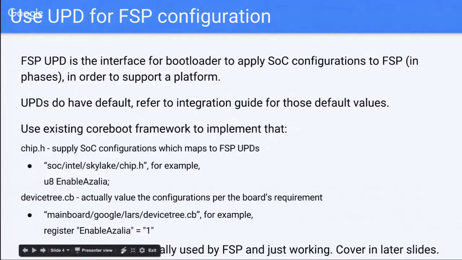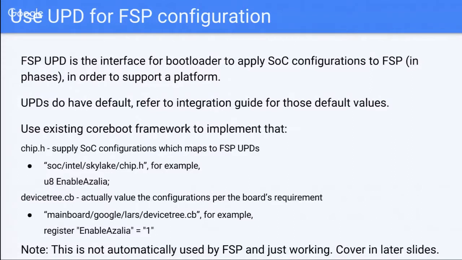That's where the configuration is actually valued per board requirement. One example is the Google Glados devicetree.cb, and that's where you register, for example, you register enable Azalia equal 1. So that's where you set the value that you want for your platform. But this is not complete, and those values are not automatically used by FSP and just working. There are backend functions doing the passing, so we'll cover that in the later slides when we talk about phases.